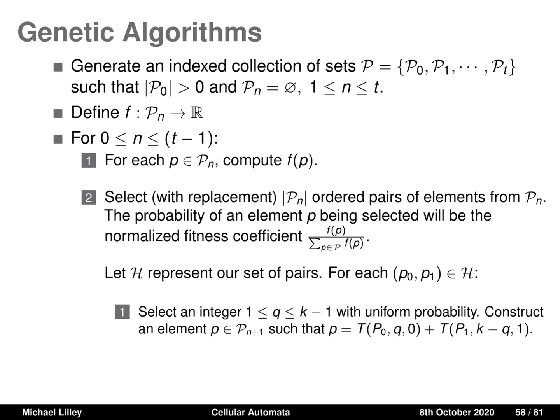Next, for each ordered pair that we chose, we'll select an integer q between 1 and the length of our strings minus 1. This represents a crossover point. We'll take the first part of p0 up to the qth digit and all of p1 after the qth digit and concatenate them. The concatenation of these two strings will give us another k-digit string.